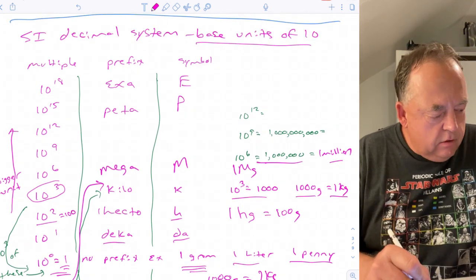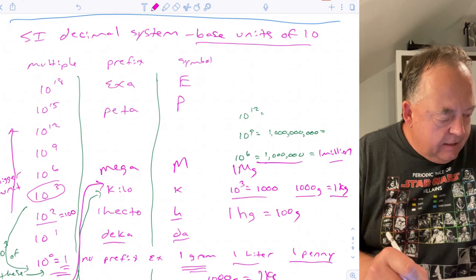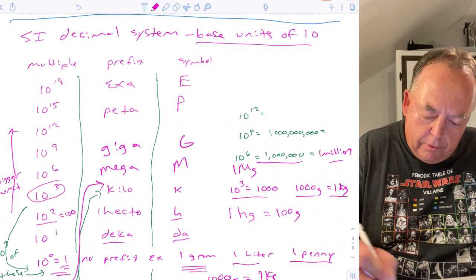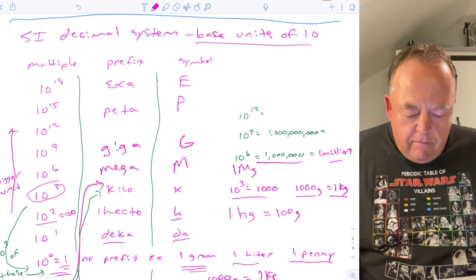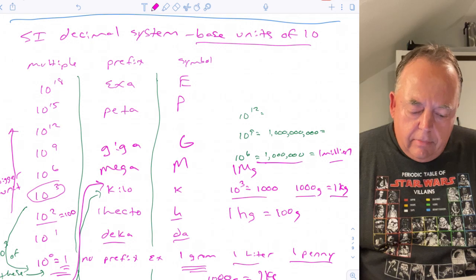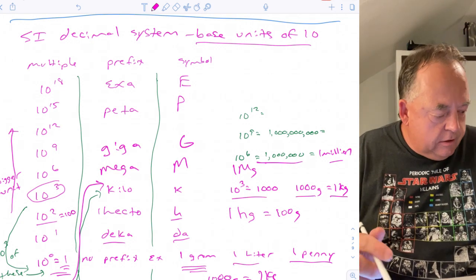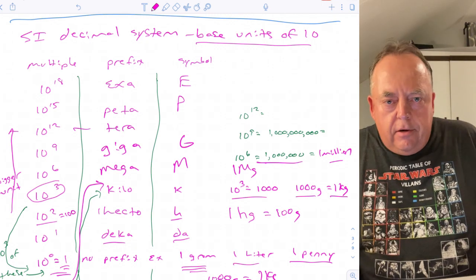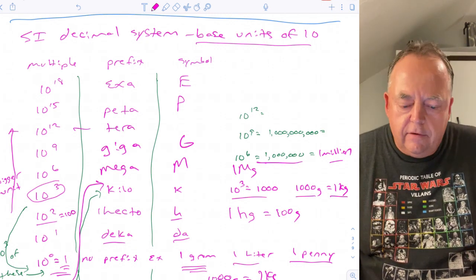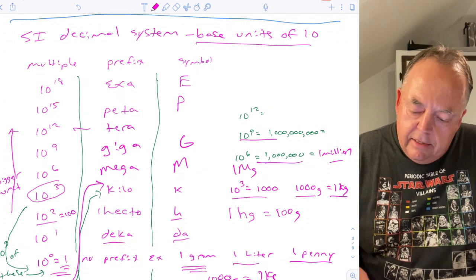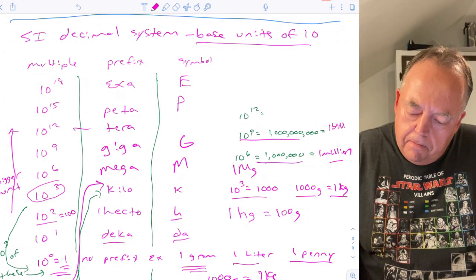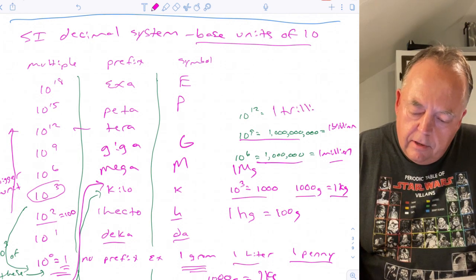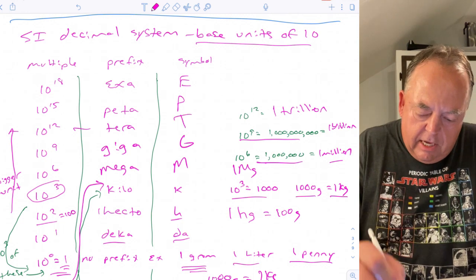10 to the 9 is very commonly known. 10 to the 9 is giga, capital G. Of course you hear of mega and giga in computer lingo, right? Gigabyte, megabyte. And 10 to the 12 is tera. You hear of that in computer lingo as well, because you could have a terabyte hard drive, for example. So 10 to the 9, giga, is a billion, and 10 to the 12, tera, is 1 trillion, and that would be capital T.